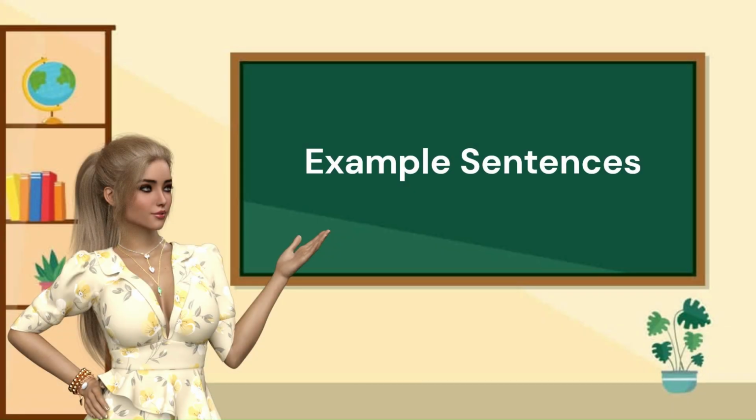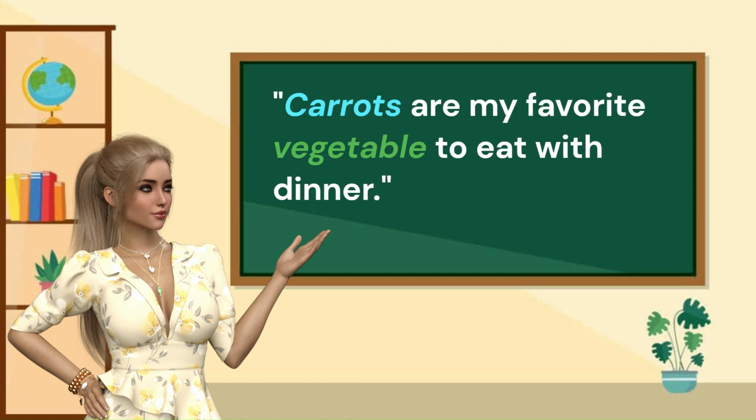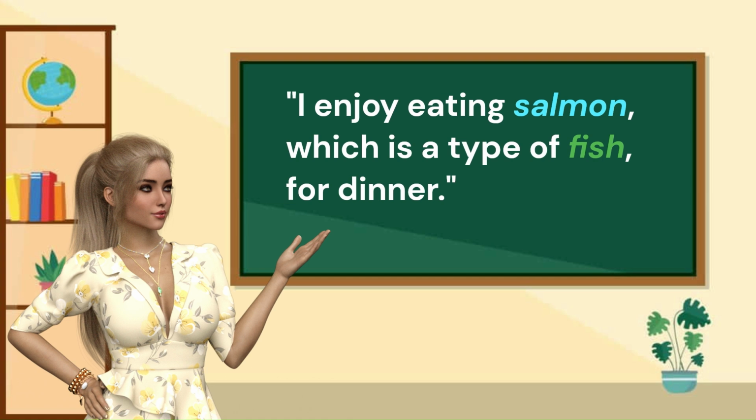Example sentences. I like to eat an apple, which is a fruit, for breakfast. Carrots are my favorite vegetable to eat with dinner. We had grilled chicken, which is a type of meat, for lunch. I enjoy eating salmon, which is a type of fish, for dinner.